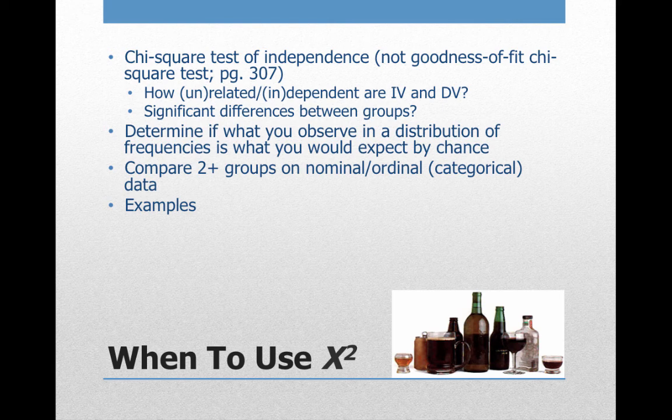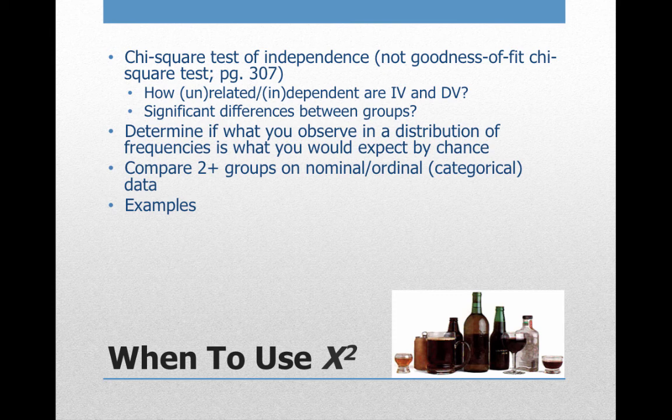I encourage you to read the little box on page 307 that talks about the difference between chi-square goodness of fit and chi-square test of independence. The one that we're going to be talking about, the test of independence, is really looking at how related or unrelated, or how independent, your IV and your DV are to each other. And really we can ask, are there significant differences between the groups?